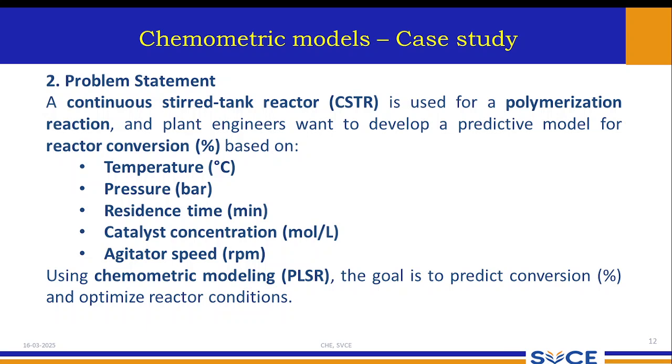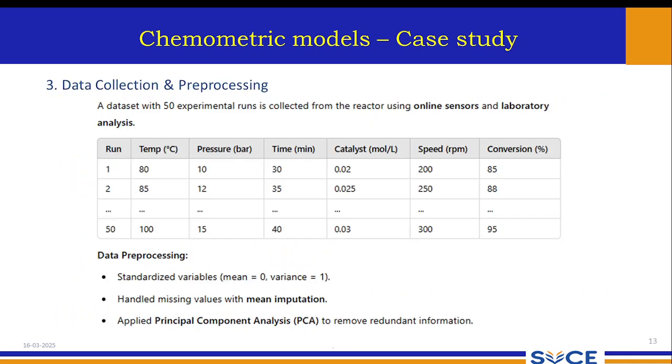For temperature it is degrees Celsius, for pressure bar, for residence time minutes, for catalyst concentration mole per liter, for agitator speed revolutions per minute, RPM. So what is the dependent variable? The dependent variable is the reactor conversion. So using chemometric modeling with a partial least square regression model, the goal is to predict the conversion efficiency and optimize the reactor conditions.